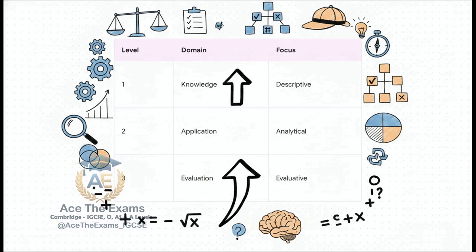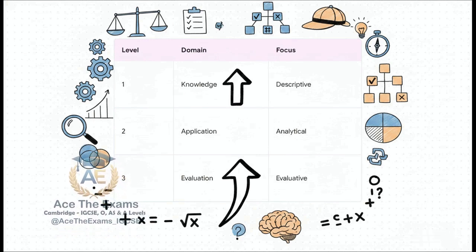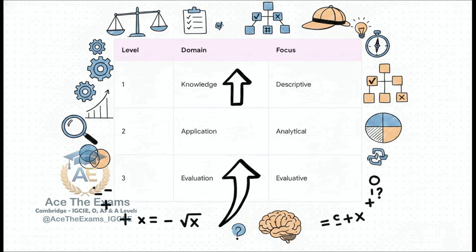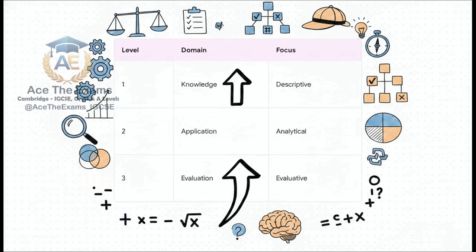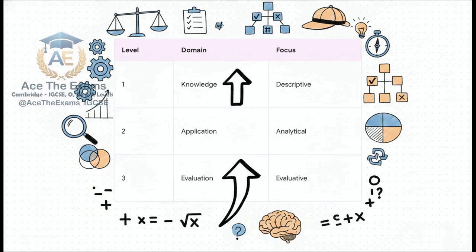To escalate to level 2 application, you have to actually use that first derivative to analyze relationships. This means taking your dy by dx, actively setting it to 0, and solving for x to locate a critical stationary point on the curve.